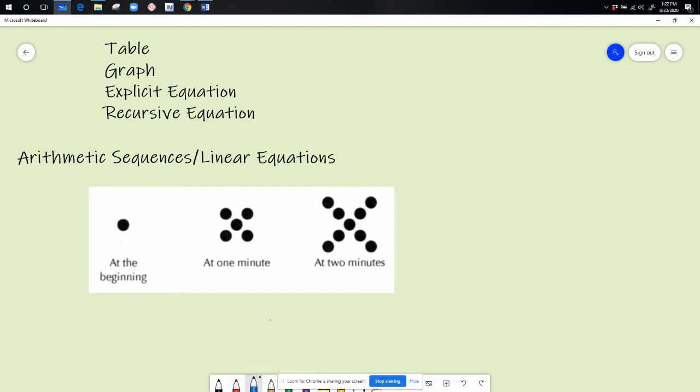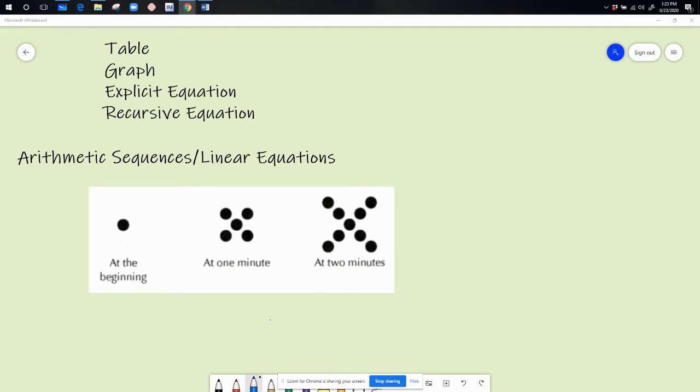If you look on the top of the screen, it says table, graph, explicit equation, recursive equation. Think about doing those things today and how you've done those in the past, because we're going to be looking for those things today. So get your composition book out if you haven't already done that. Pause the video if you need to.